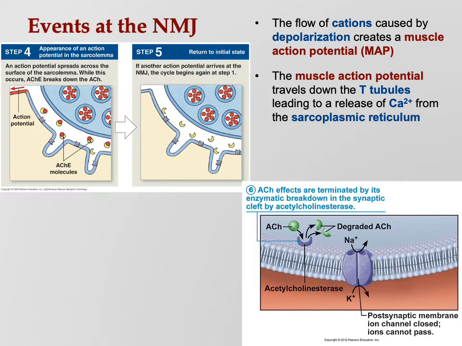So the muscle action potential travels down the T tubules, leading to a release of calcium from the sarcoplasmic reticulum, all right? Then, here's the deal. Remember how the muscle would stay contracted forever if that calcium stayed in the sarcoplasm? We had to get that out of there in order to make the muscle stop contracting. Well, once we release acetylcholine, as it turns out, it will bind to the receptor, so you can see it in the upper left and in the lower right as well.